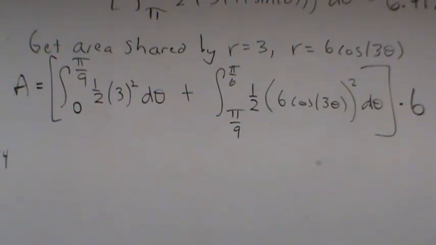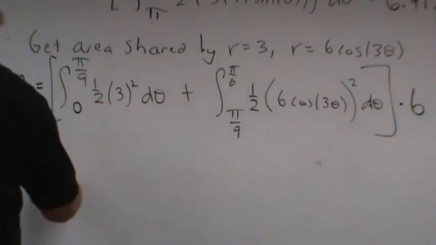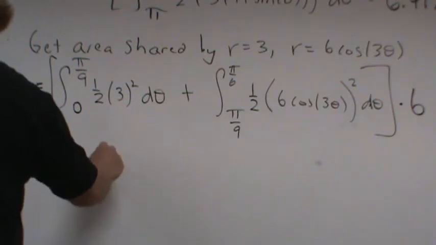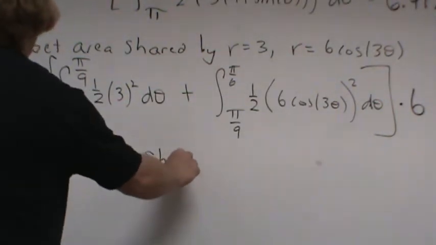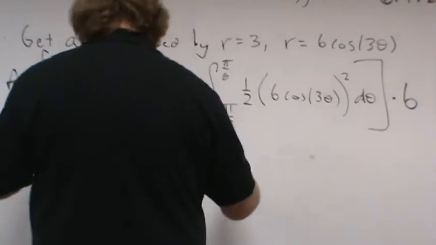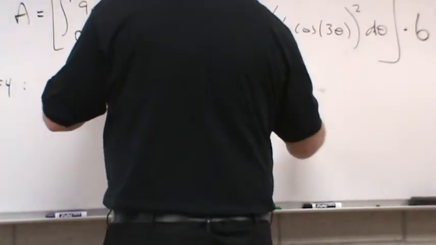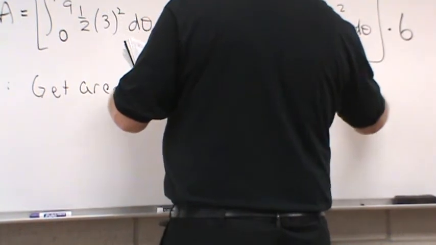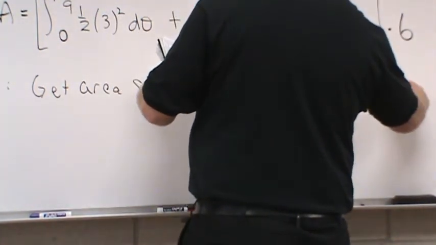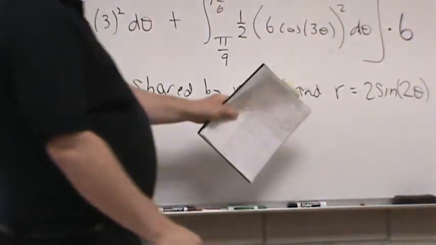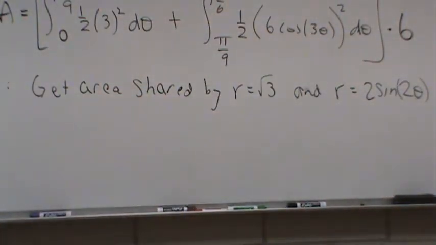Okay, you guys, for the next 13 minutes, this is the second to last problem of tonight's, but it'll probably be the last problem of today's lecture. Get the area shared by r equals radical 3 and r equals 2 sine of 2 theta. Good luck. If you can get that shared area, you win. There's one more problem I could show you, but this is the big one, the humdinger.